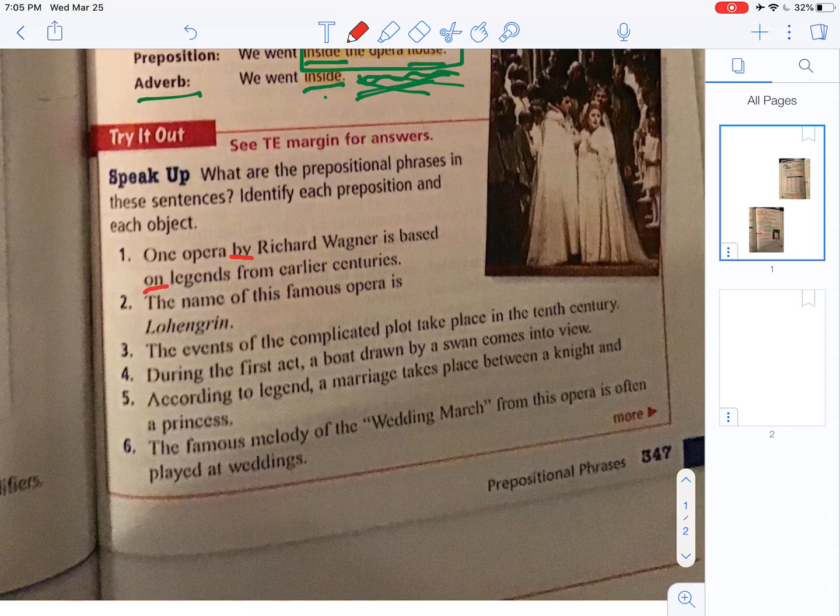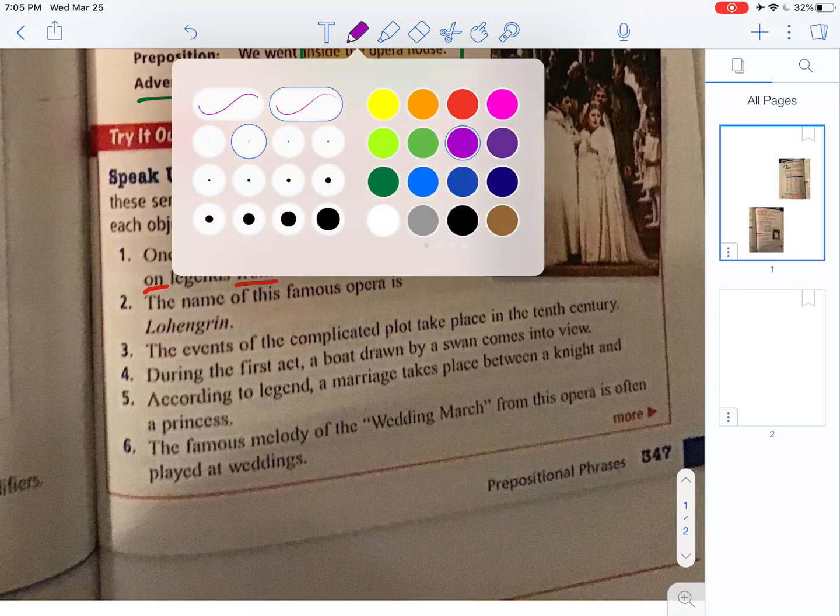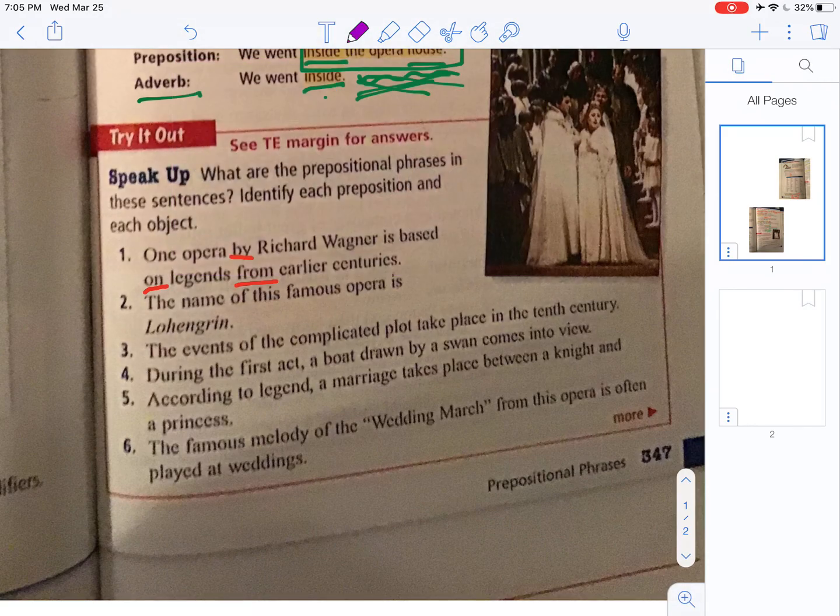I see another one, which is on. And I see another one, which is from. So then I'm going to go through and I am going to pick what are my objects of each preposition. So do each one separately.